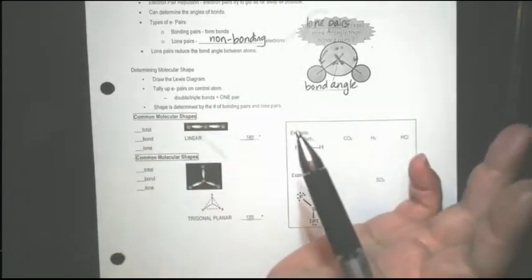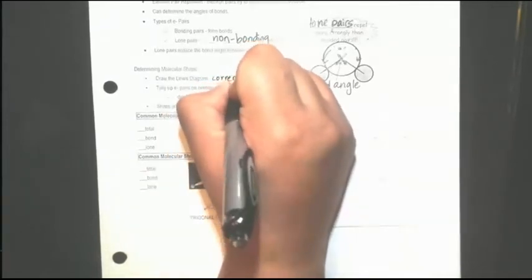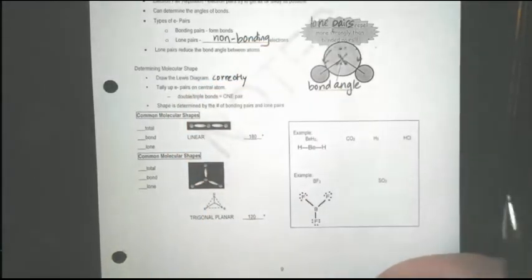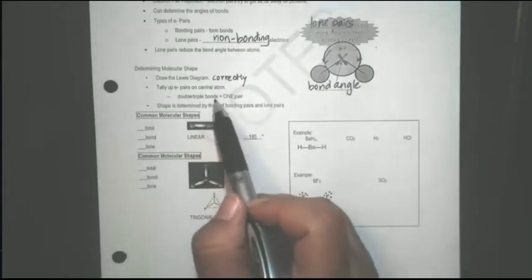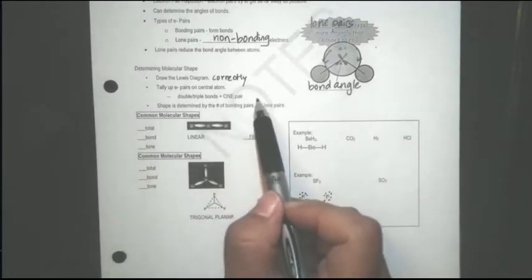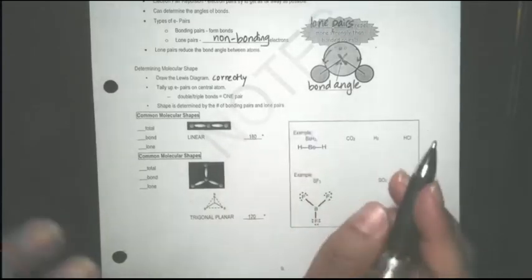Now, how do I know what the shape is? The first thing is you have to draw the Lewis diagram. You have to draw the Lewis dot structure, and you have to draw it correctly. That's really important, because if you draw it wrong, there's no point in looking at the shape because you don't have the right structure. Then you have to tally up the number of pairs on the central atom. Whether it's a double or a triple bond, it counts as one thing attached. The shape is determined by the number of bonding pairs and lone pairs. So that's what we're going to look at here.